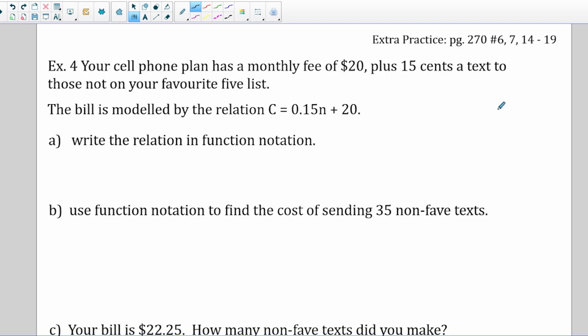So there's a lot of things to unpack here, but first we're going to write the relation in function notation. So what we're going to do is identify what our variable being used is. So our variable that we're going to take a look at is n. So we know that we have something of n has to be equal to our function here. Well, the name that would make the most sense is to call this c of n.